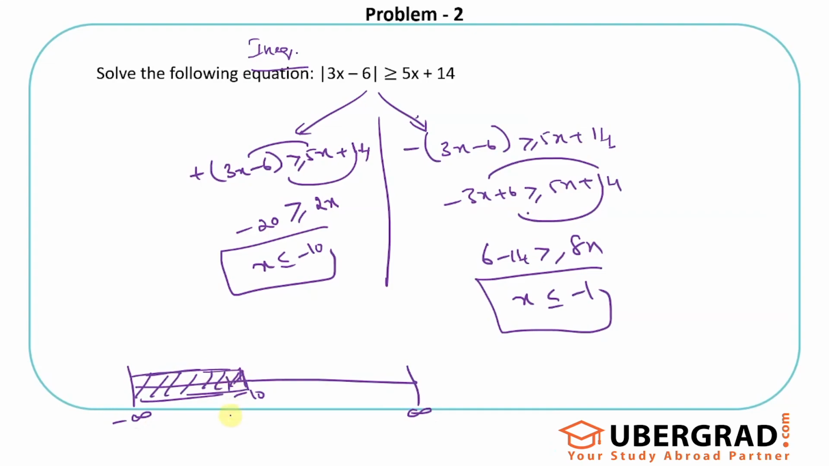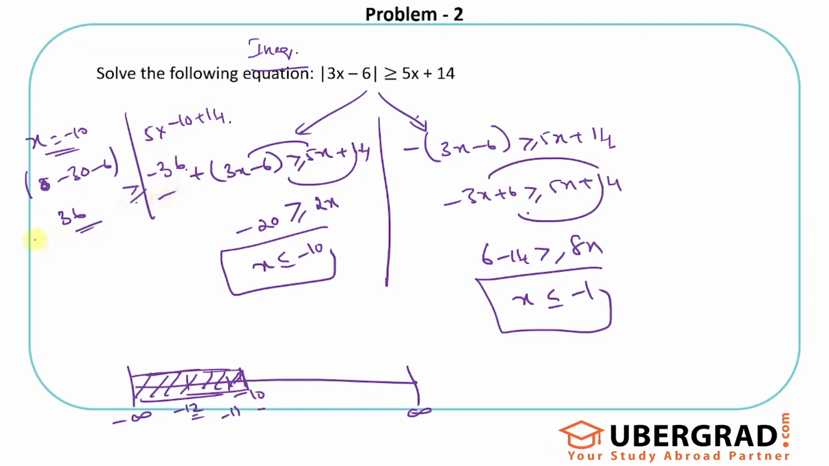Let me substitute back one of the values, minus 11, minus 12. I'll check minus 12 and minus 10, because x can be equal to minus 10 also. Let me check if x is equal to minus 10, what's happening? Mod of 3 into minus 10 is minus 30, minus 6, that is 36. The RHS is 5 into minus 10 plus 14, which is minus 50 plus 14, minus 36. Is this 36 greater than or equal to minus 36? Yes, this is true. So x can be minus 10.